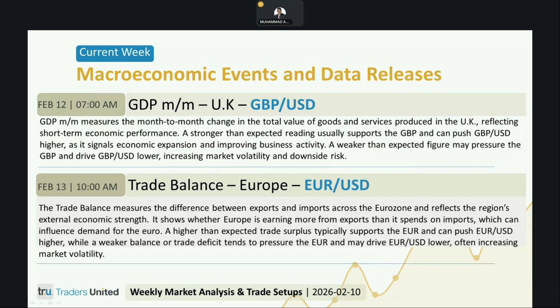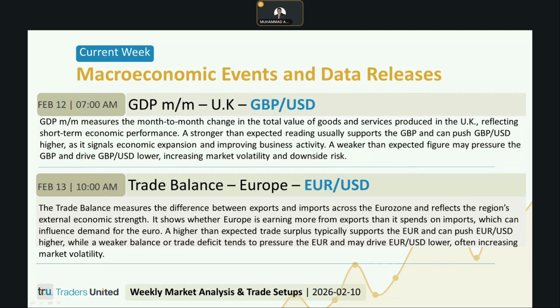Eurozone data remains an important indicator of external demand and currency flows in the euro. The global trade conditions are still influenced by fluctuating energy costs and uneven economic growth. Forex markets are closely watching whether Europe's export sector continues to show resilience.